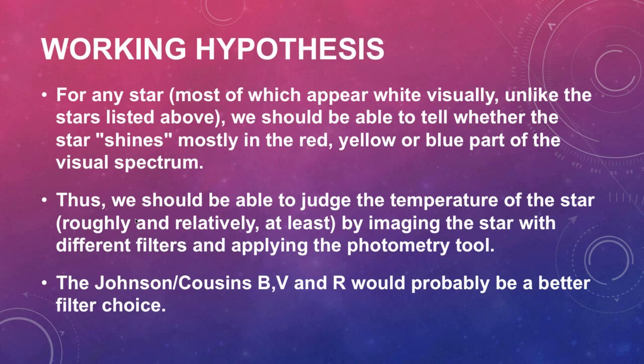For any star, and of course most of them look white, using these filters you should be able to tell whether the star is shining mostly in the red, yellow, or blue part of the spectrum. So we should be able to, at least roughly and relatively speaking, tell the temperature of the stars just by imaging them with different filters and then applying the photometry tool. I started out with the astrophotography filters for this kind of activity. Most likely the Johnson Cousins BV&R filters would be a better choice going forward.